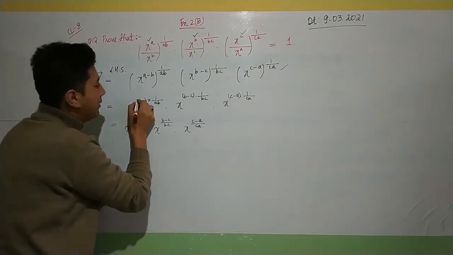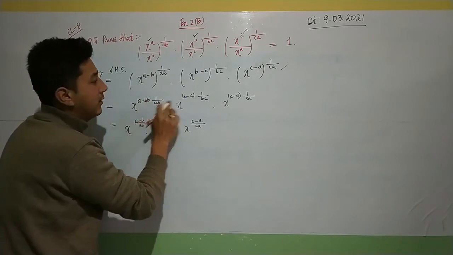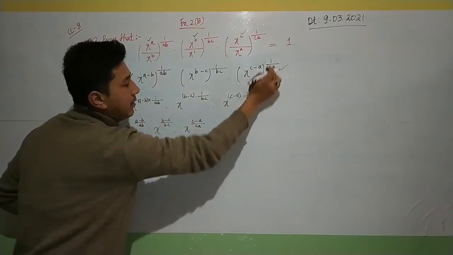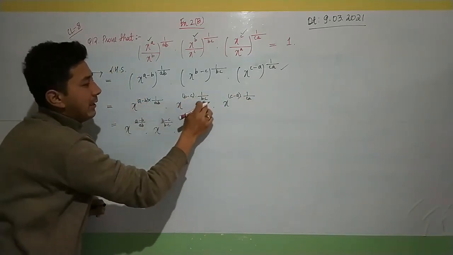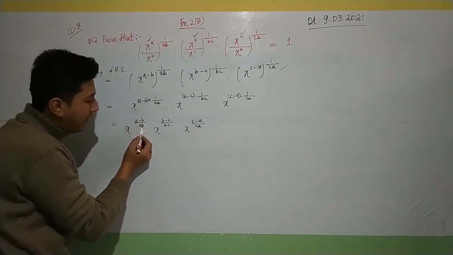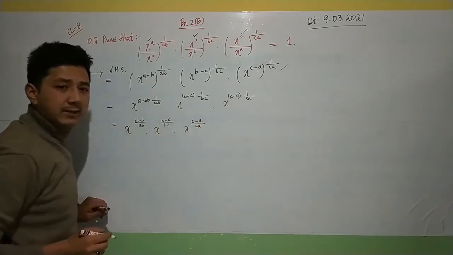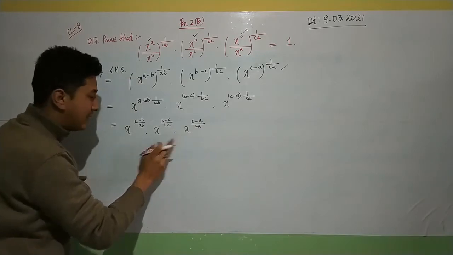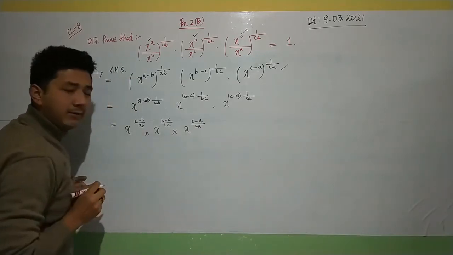I'm keeping this within the bracket. So a minus b multiplied by 1 by ab, b minus c multiplied by 1 by bc and c minus a multiplied by 1 by ca. Okay, so now you can multiply the powers. So if I multiply the powers, this will be a minus b by ab, b minus c by bc and c minus a by ca.